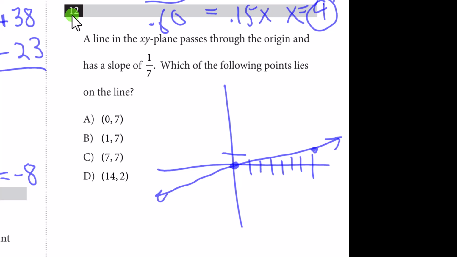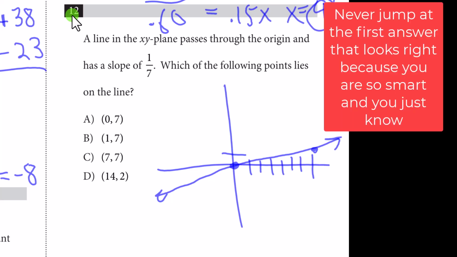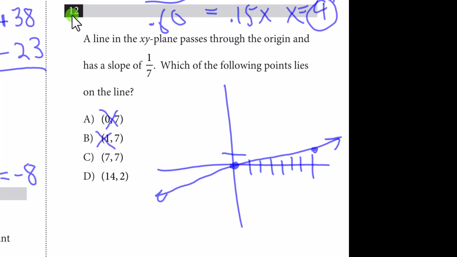A lot of people look at these numbers without thinking and they go, well, 1/7, and they think, okay, 1,7. No, that is not the right answer. Also 0,7. No, let's think about this. 0,7 is like somewhere up here. 1,7 is somewhere up there. 7,7, no, that's also not going to work. If you got 7 here, it's somewhere over there. 14,2, that is the right answer, because that has a ratio of 1:7. That is the right answer, 14,2.